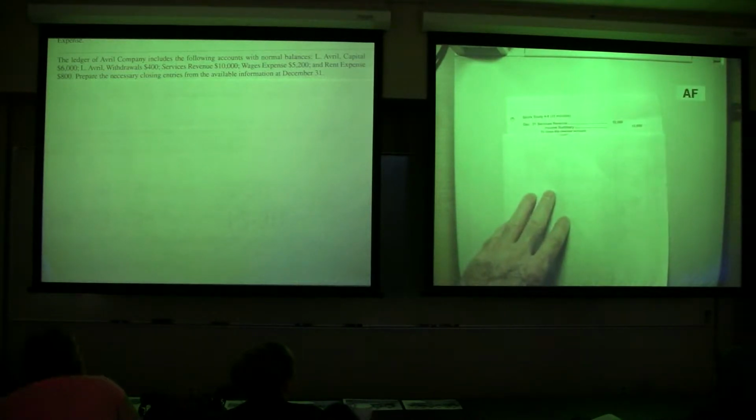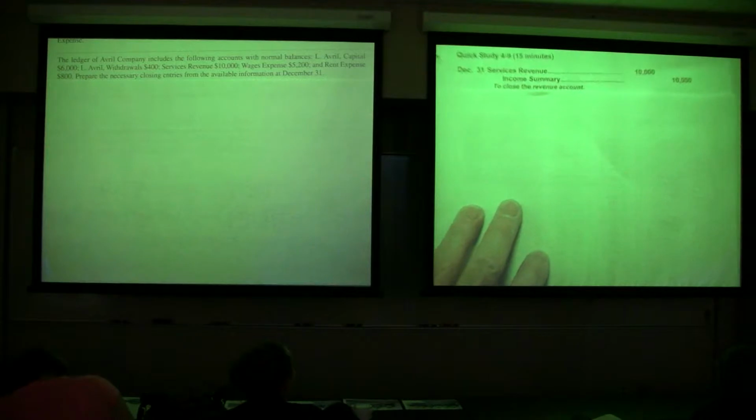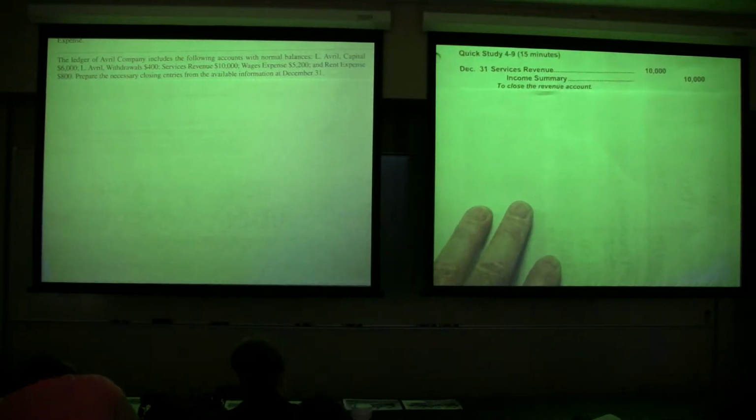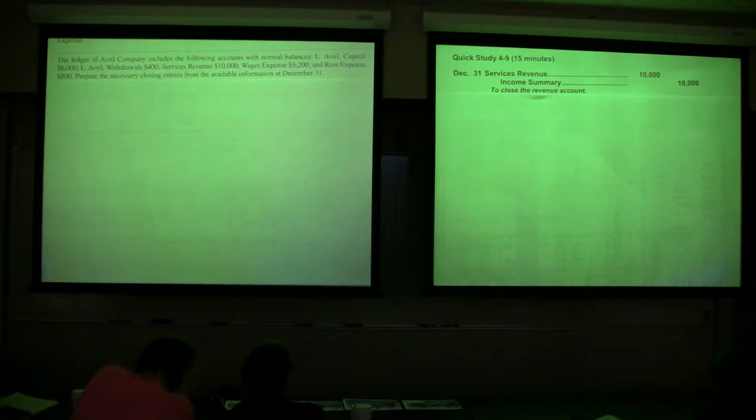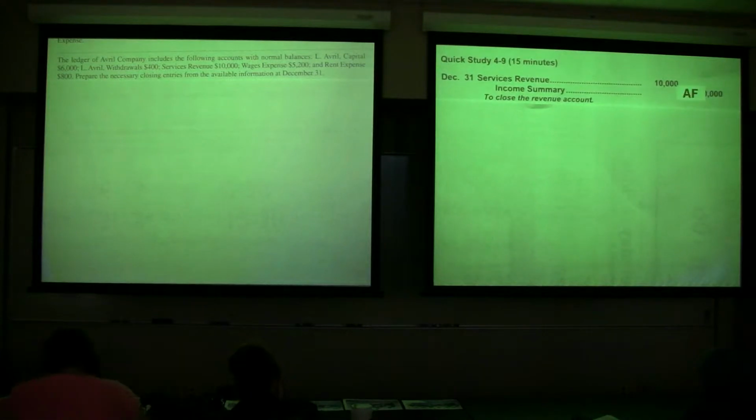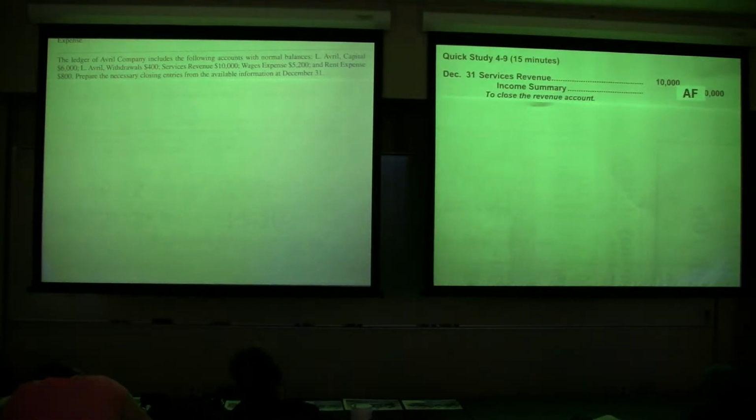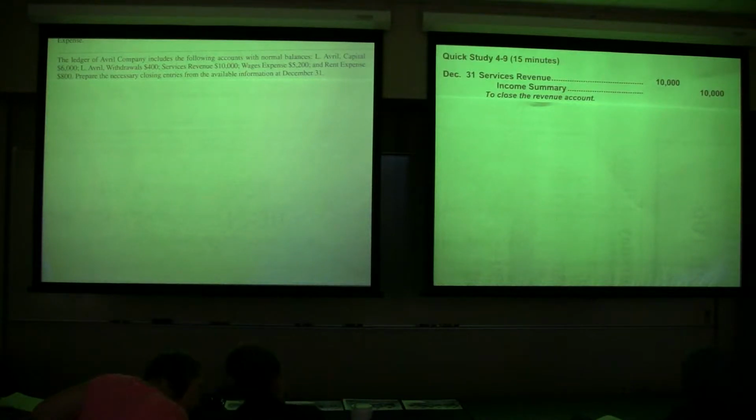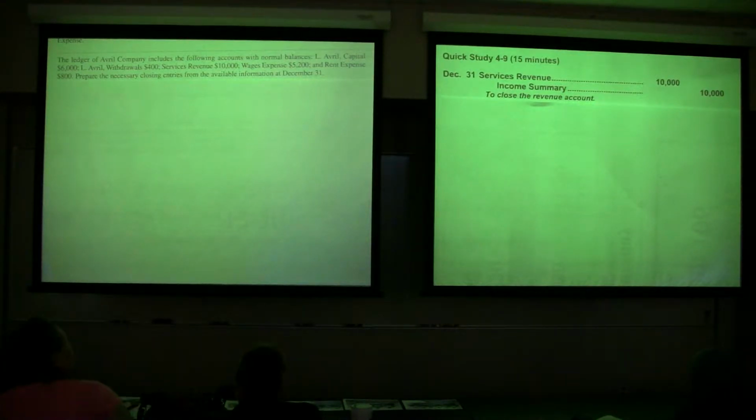All right, so here's what it should look like. So service revenue is debited for 10,000, income summary is credited for 10,000. Okay? So that's step one, you close the revenue to income summary.